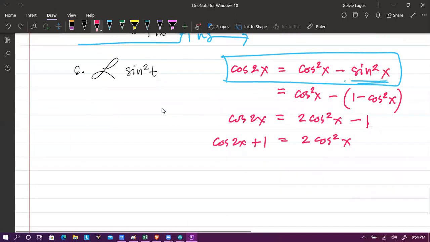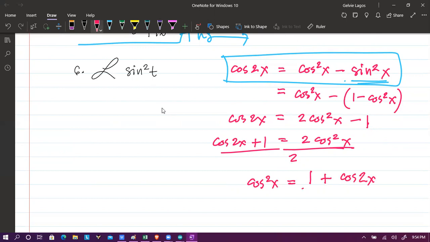Now, if we divide the equation by 2, let's rewrite it in this manner. If we divide this by 2, the result will be cosine squared x. Now I will write it in this manner: cosine squared x is equals to 1, I will write 1 first, plus cosine of 2x all over 2. This is actually the identity of your cosine squared x.